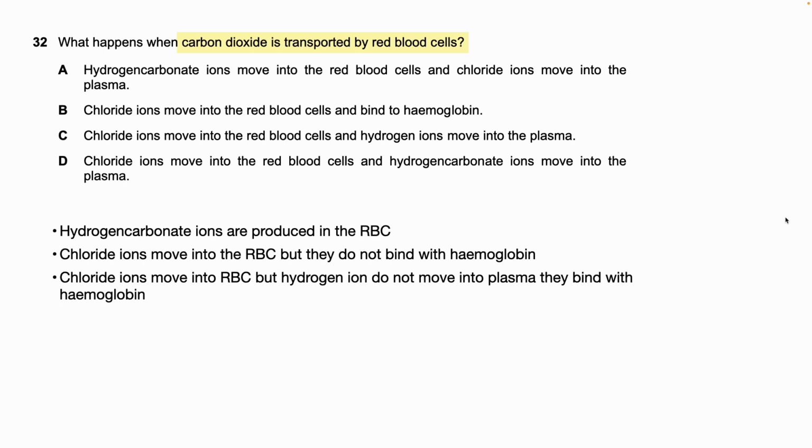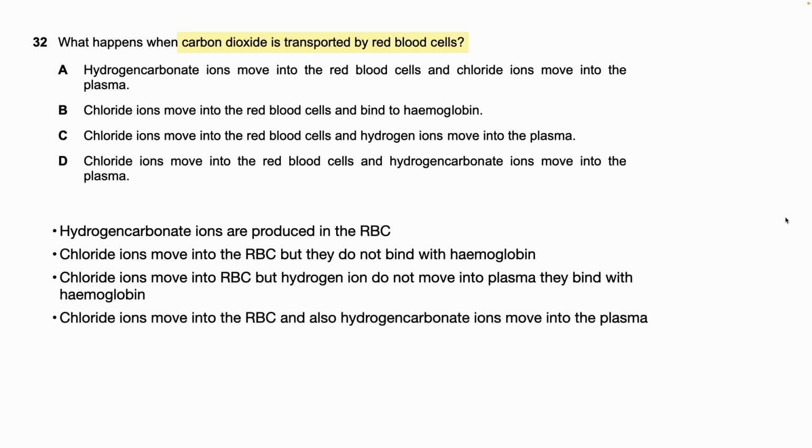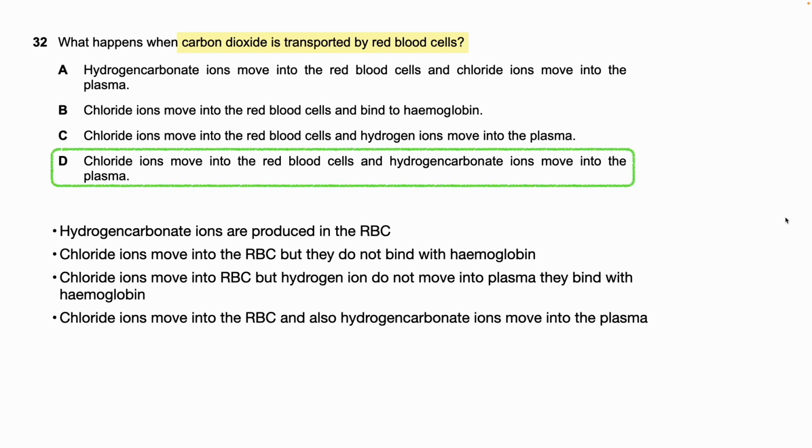Then option D, chloride ions move into the red blood cells and hydrogen carbonate ions move into the plasma. Yes, so chloride ions move into the red blood cells and also hydrogen carbonate ions move into the plasma. So this forms the chloride shift. So option D is the right answer.